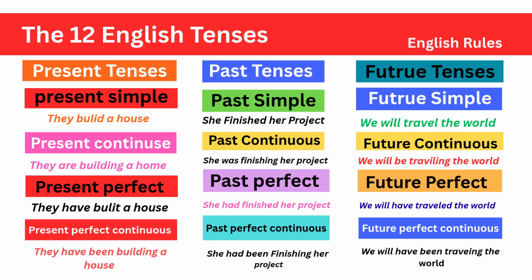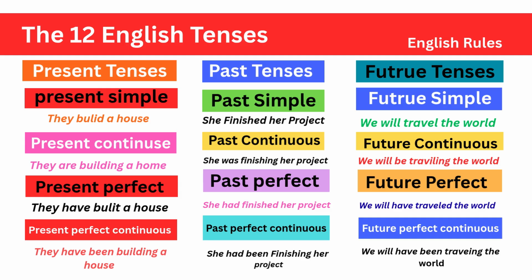3. Future tenses. Future simple, used for promises, predictions, or plans. Example: we will travel the world. Future continuous, used for actions that will be in progress at a time in the future. Example: we will be traveling the world.